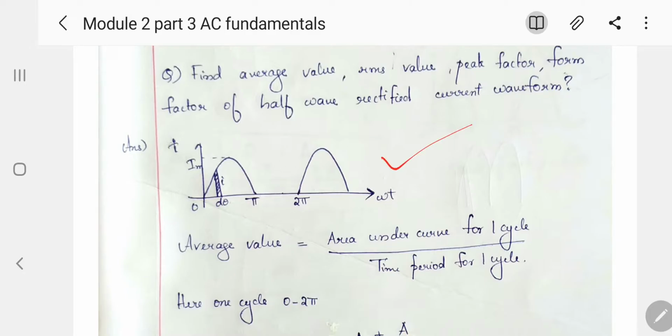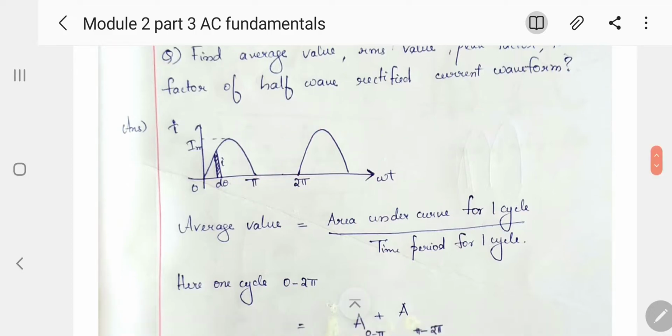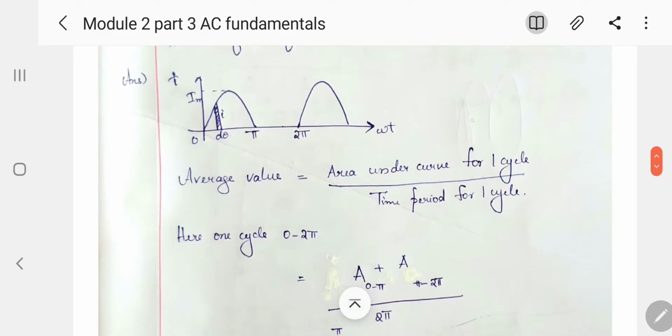As it is a current waveform, we mention I on the vertical axis and omega t on the horizontal axis, and the maximum value will be Im. The equation for this curve, this portion, will be I equals Im sin theta. What about the equation here? Here the I value is equal to 0. During this time, I is equal to 0. These two are the points which you should keep in mind before doing the average value and RMS value.